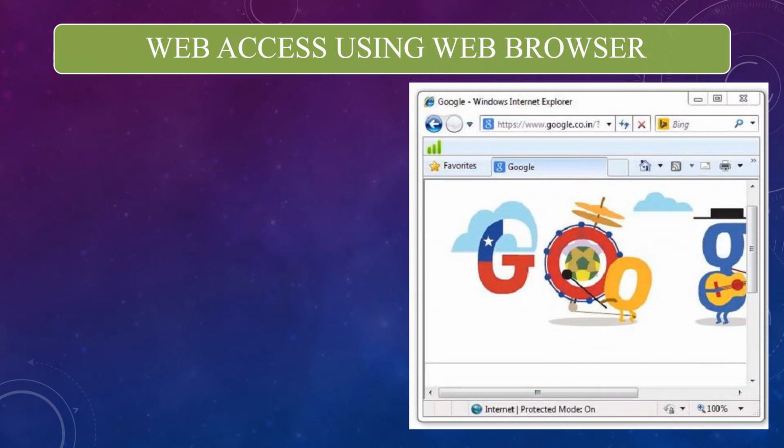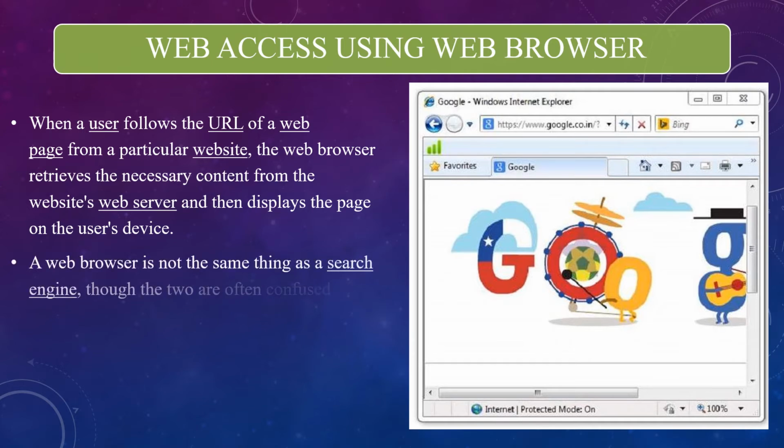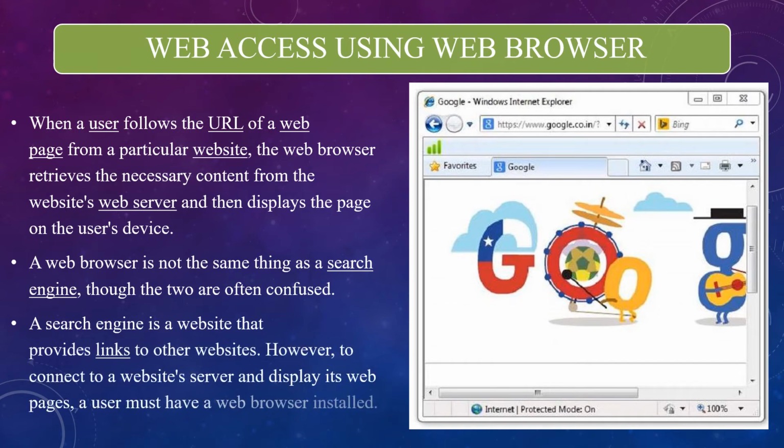Now, web access using web browser. When a user follows the URL of a web page from a particular website, the web browser retrieves the necessary content from the website's web server and then displays the page on the user's device. A web browser is not the same thing as a search engine, though the two are often confused. A search engine is a website that provides links to other websites. However, to connect to a website server and display its web pages, a user must have a web browser installed.